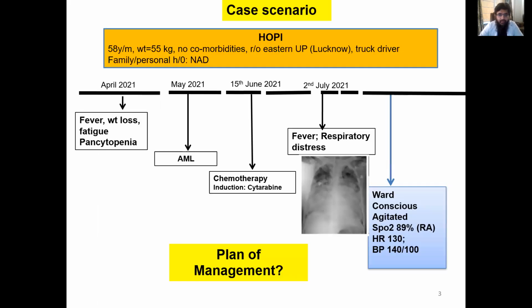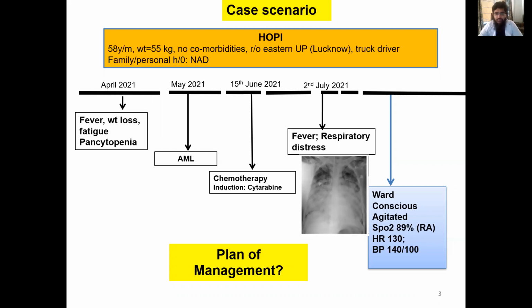Now, beginning with the case scenario, a 58 years old male patient without any comorbidities, resident of Eastern UP, gets diagnosed with acute myeloid leukemia in May 2021 this year, after a 1-month history of fever, weight loss, and fatigue, labs showing pancytopenia. He was started with induction chemotherapy around 45 days after the diagnosis. And now he has come with fever and respiratory distress 2 weeks after the initiation of chemotherapy.